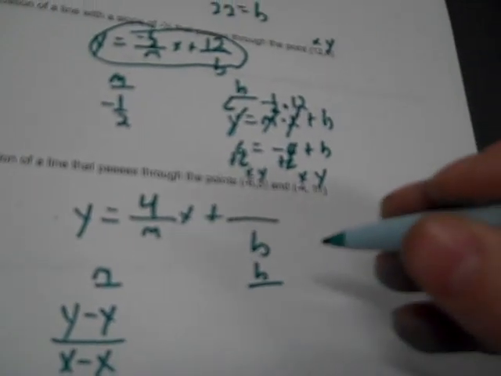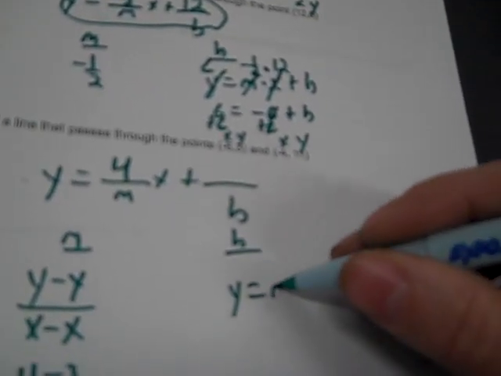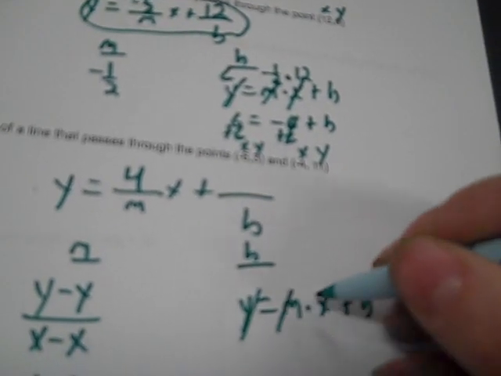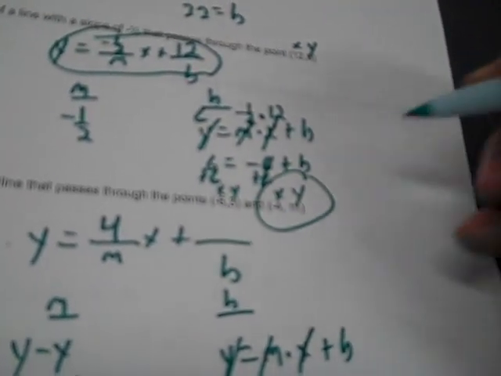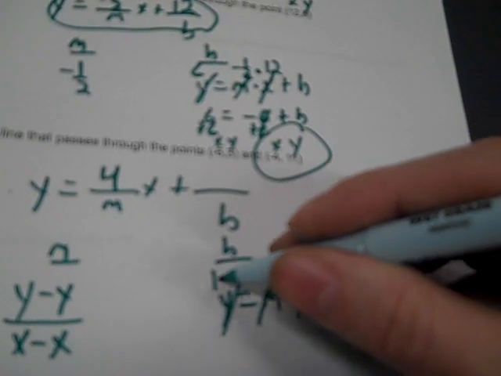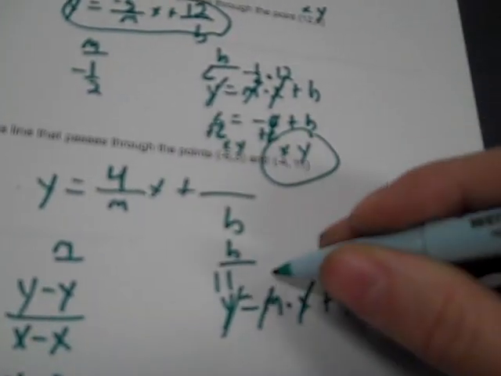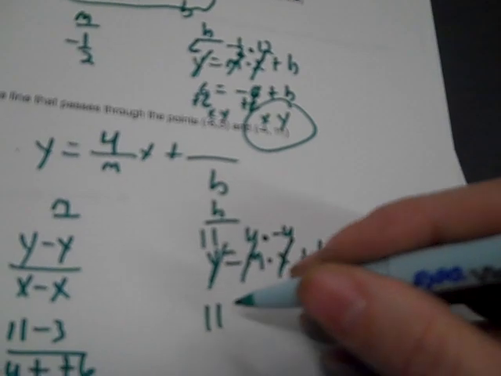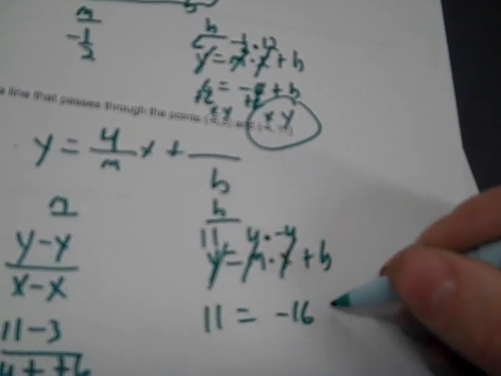Okay. Now, b is the same process. y equals m times x plus b. Okay, so y and x can go there, so 11 is my y, and then my m is 4, times my x is negative 4. So 4 times negative 4 is negative 16, so 11 is equal to negative 16 plus b.